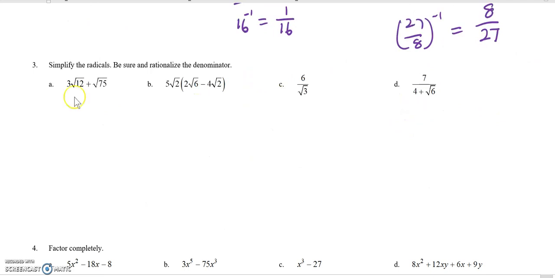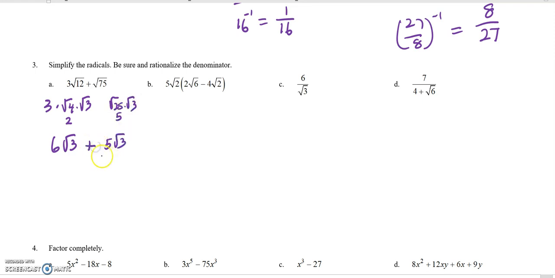Radicals. Here I need to simplify root 12. I want one of these numbers to be a perfect square. This is 2. 3 times 2 is 6, so I get 6 root 3. Root 75 is root 25 times root 3. That's a 5. So that'll be 5 root 3.